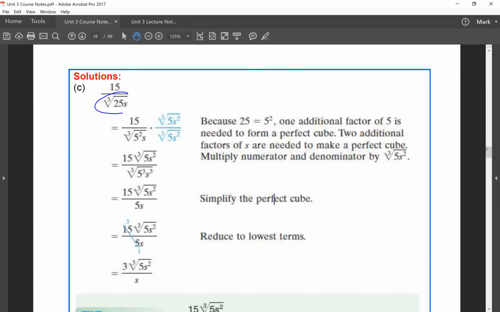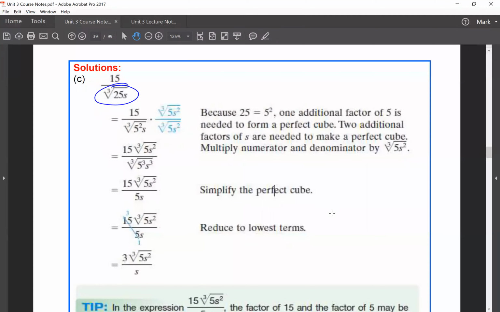I want to simplify the denominator, so I multiply the denominator by itself. The key here is you really want to make sure you multiply the top and the bottom by itself, and then simplify. So C has a little trick in it. I'm sorry, I was just reading this. C does have a little trick in it though.